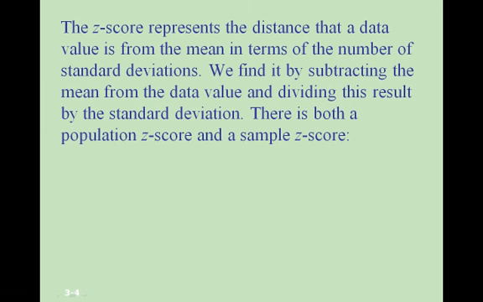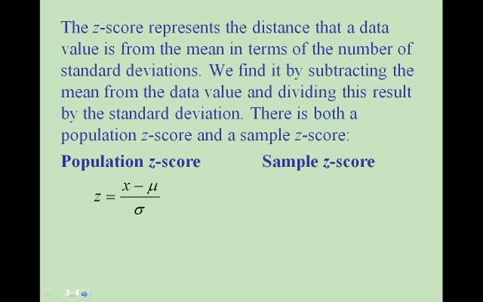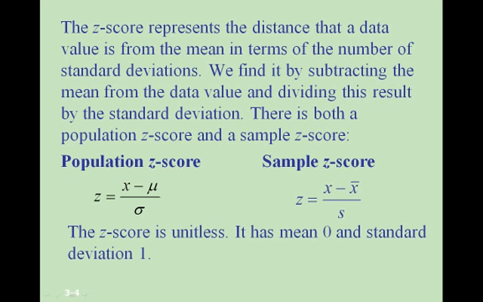The z-score represents the distance that a data value is from the mean in terms of the number of standard deviations. We find it by subtracting the mean from the data value and dividing this result by the standard deviation. There's both a population z-score, we see here, and a sample z-score that we see here. And notice for the population we're using the population mean and standard deviation. For the sample we're using a sample mean and a sample standard deviation. The z-score is unitless. It has a mean of 0 and a standard deviation of 1.